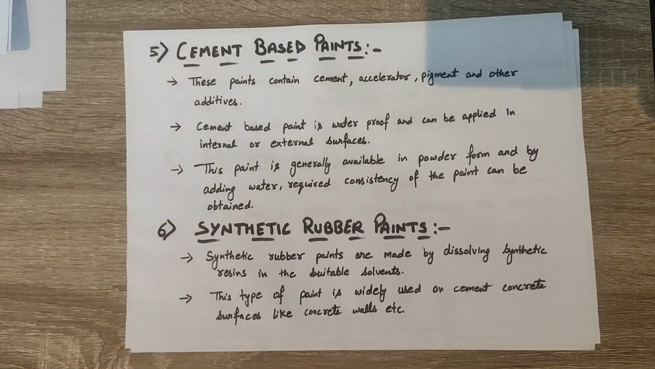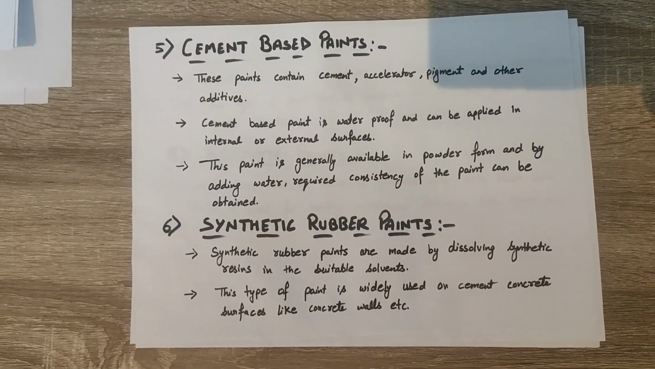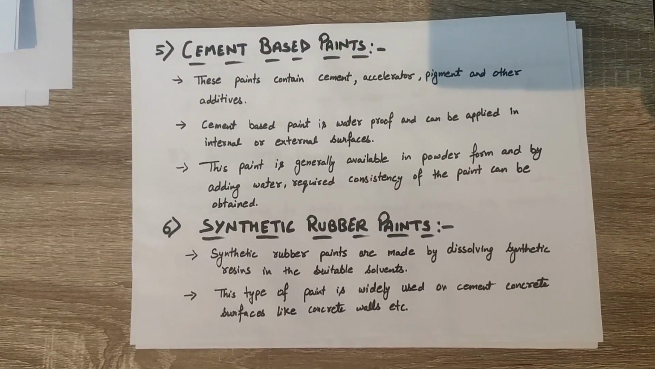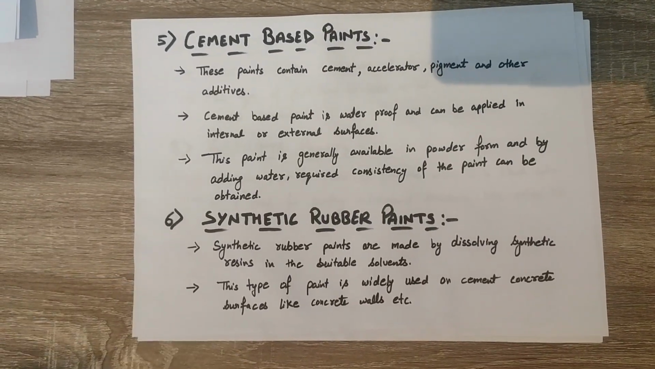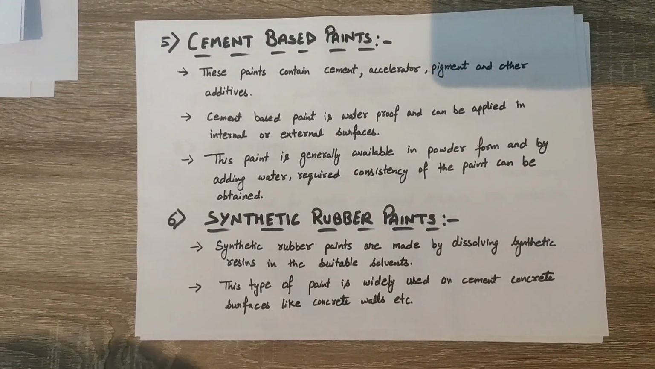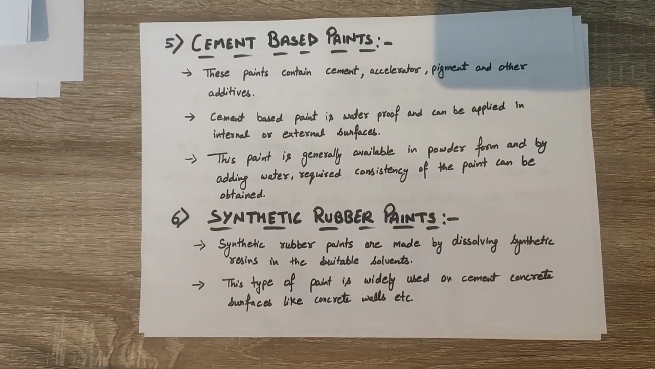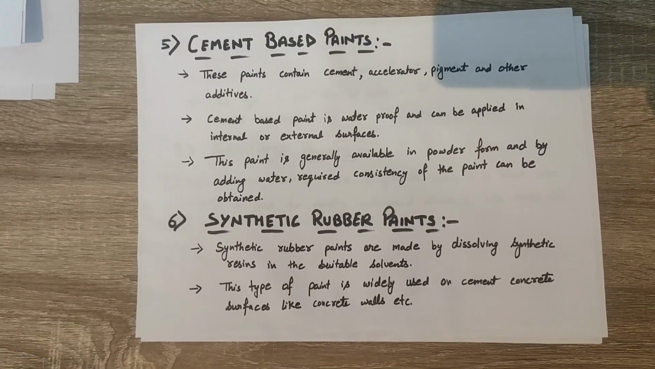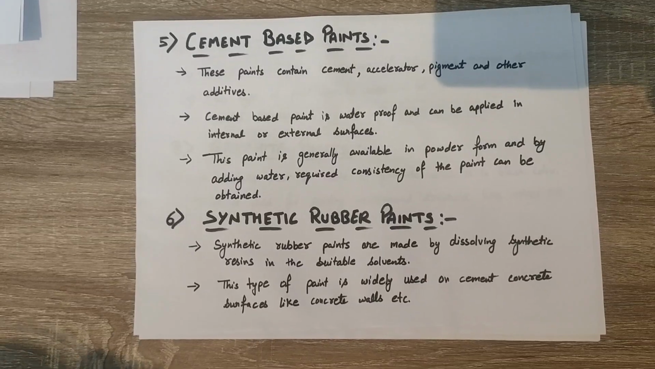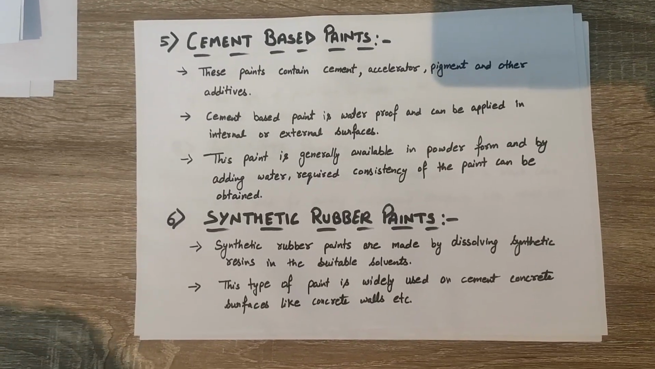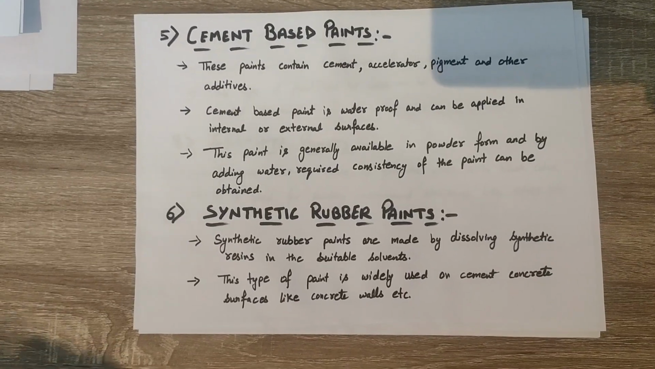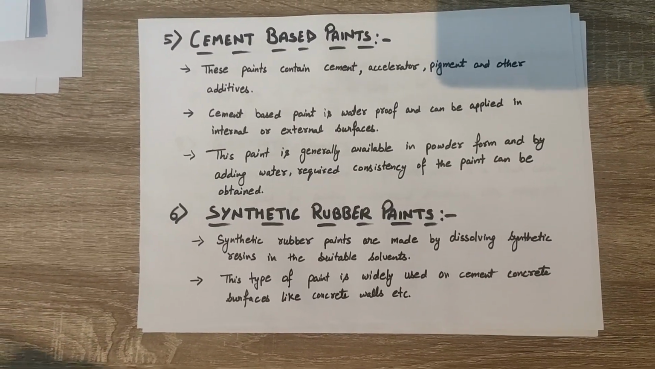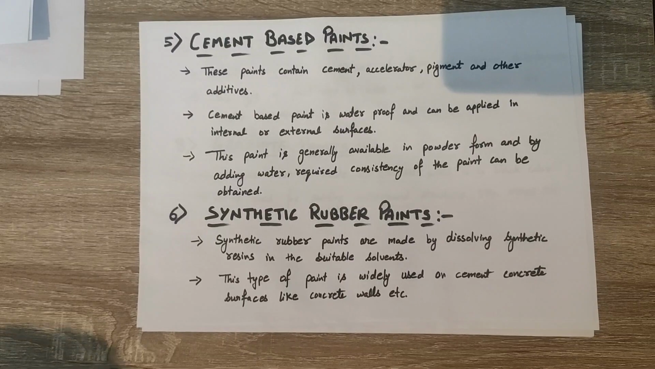Our next paint is cement based paints. The main base is cement for these paints. These paints contain cement, accelerator, pigment and other additives. Cement based paint is waterproof and can be applied on internal or external surfaces. This paint is generally available in powder form, and by adding water, the required consistency of the paint can be obtained.